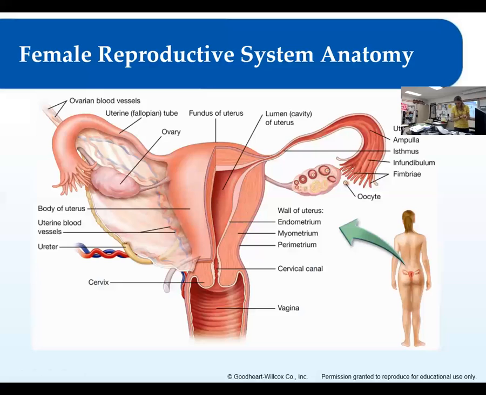Now, the endometrium also has 2 layers. It has what we call a basal layer, which is at the base of it, and then it has a functional layer. And the functional layer is the layer where a baby would be implanted, and that actually sloughs off in the menstrual cycle. So that is the uterus. Again, it's hollow, very, very muscular.